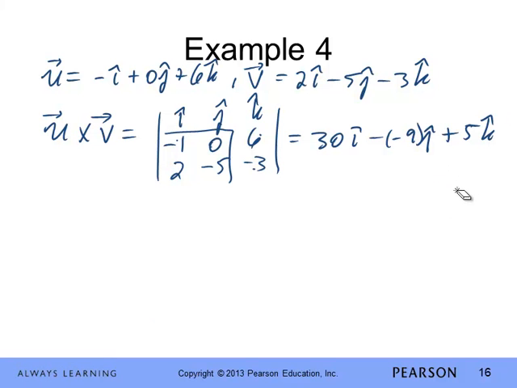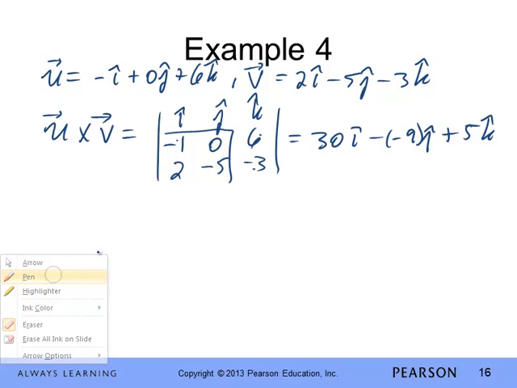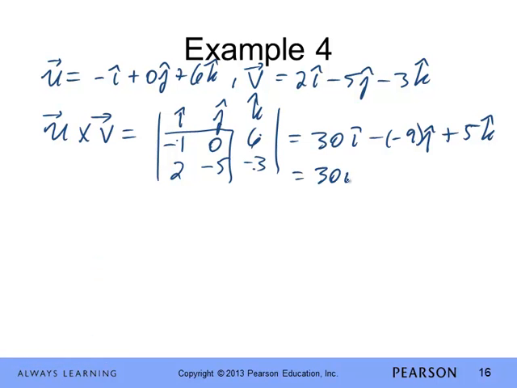Any questions on how to compute that cross product by doing the determinant? Practice it, folks. Do lots of practice, and you just zip right through it. So this cross product is 30 i hat plus 9 j hat plus 5 k hat.